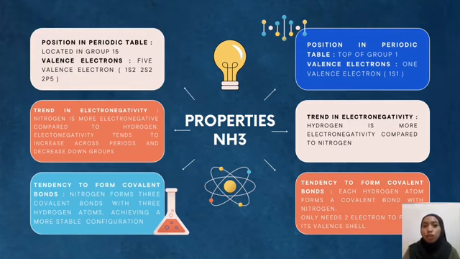Then we look at the right side of the slide. The hydrogen position in the periodic table is at the top of group 1 and it has 1 valence electron. Regarding electronegativity, hydrogen is less electronegative compared to nitrogen. Hydrogen's tendency to form covalent bonds: each hydrogen atom forms a covalent bond with nitrogen, since hydrogen only needs 2 electrons to fill up its valence shell.